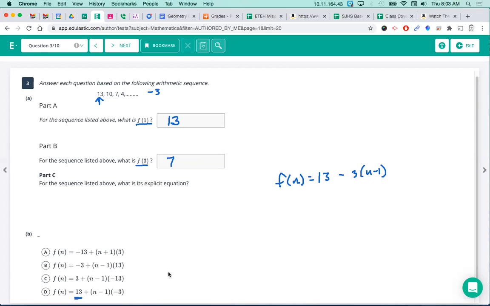Let's see if the rest of it works out. I have a minus 3 times n minus 1. Here they have n minus 1 times negative 3. This will end up being the same thing. Adding n minus 1 times negative 3 is the same as subtracting 3 times n minus 1. So D will be the solution for part C.